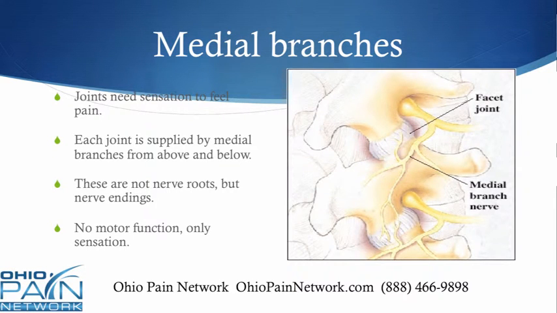So when you look at the innervation, meaning what brings sensation and pain to a facet joint, these are called the medial branches. This is a nerve root, and these are the medial branches that come off. You can see the medial branches go down to cover the facet joint below, and then they come up. So there's two sets of medial branches that cover one facet joint. Now, these are not nerve roots. This is a nerve root. These are nerve endings. They don't have any motor function. They only bring pain.